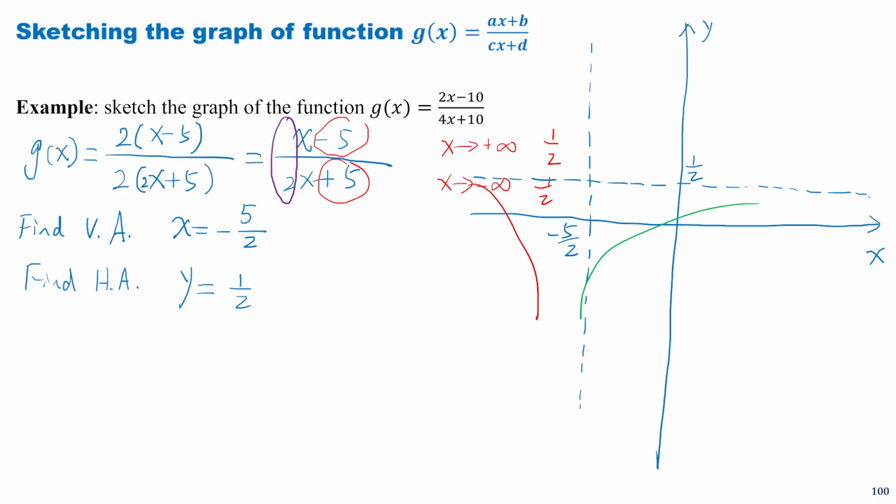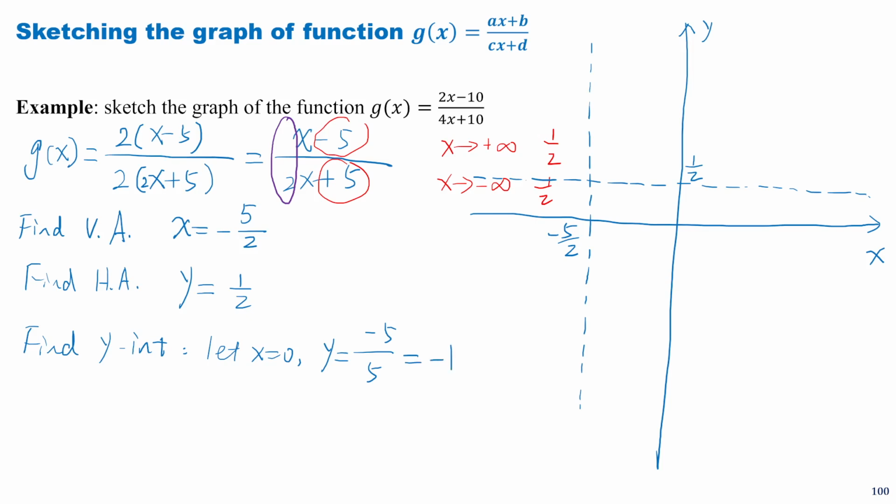Next, let's check which is the correct case. So we can examine its x and y intercepts. So next, let's find its y-intercept first, because this is relatively easy. You can just simply let x equal 0, right? If we let x equal 0, we can see y equals negative 5 over plus 5, which is negative 1. So its y-intercept is just the point (0, -1). And you can mark this point here. That means the function must cross this point, right?